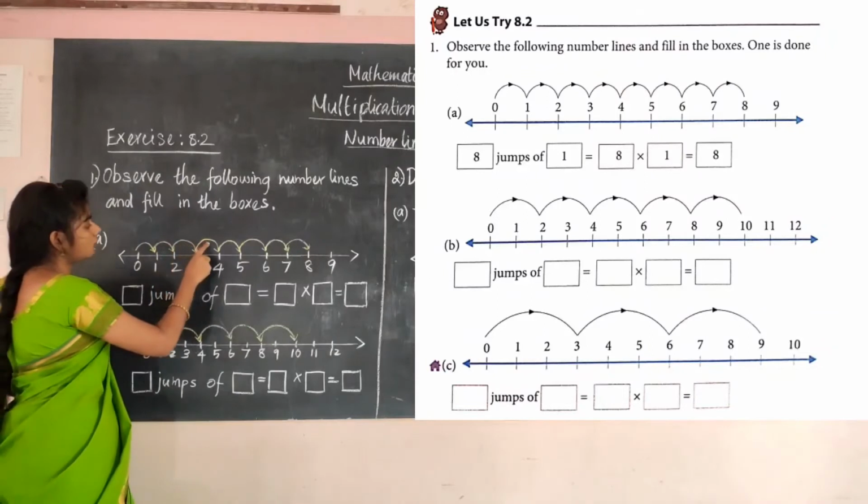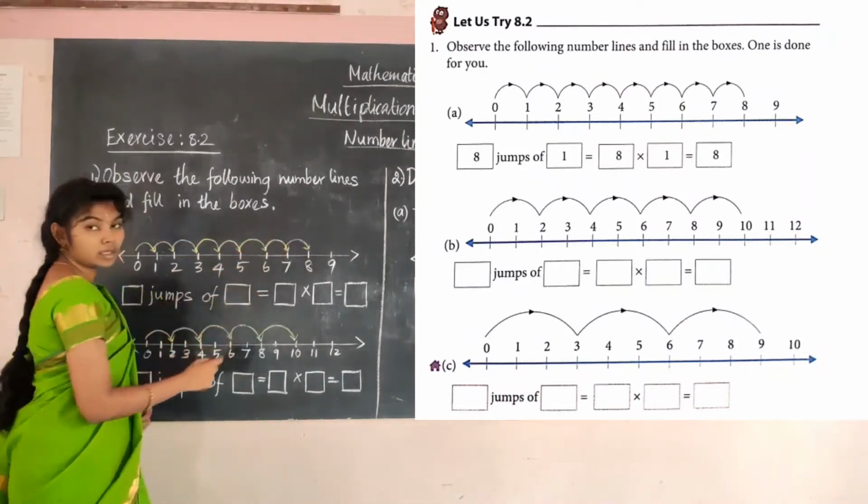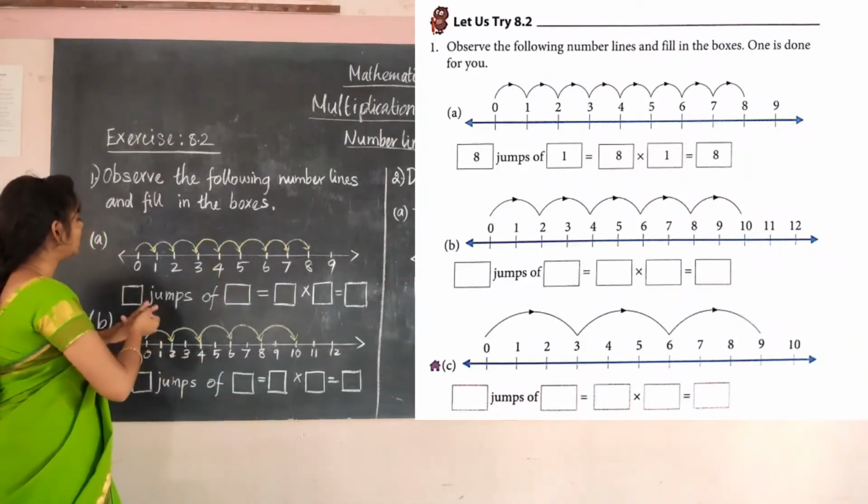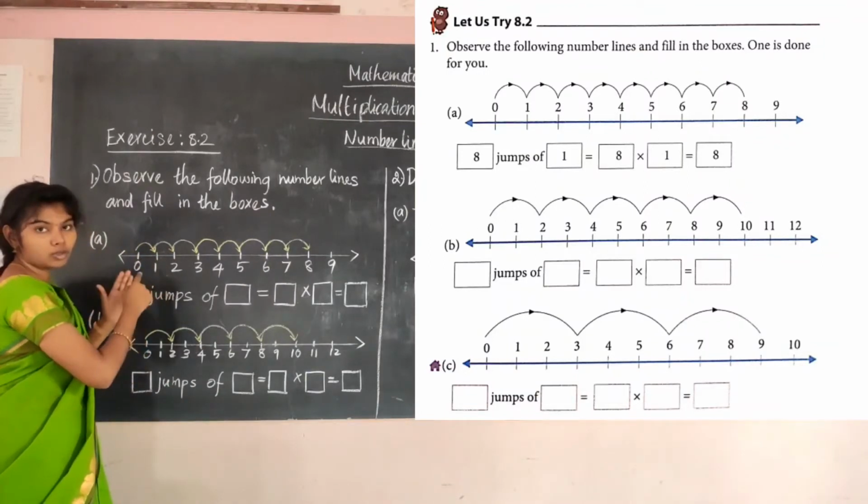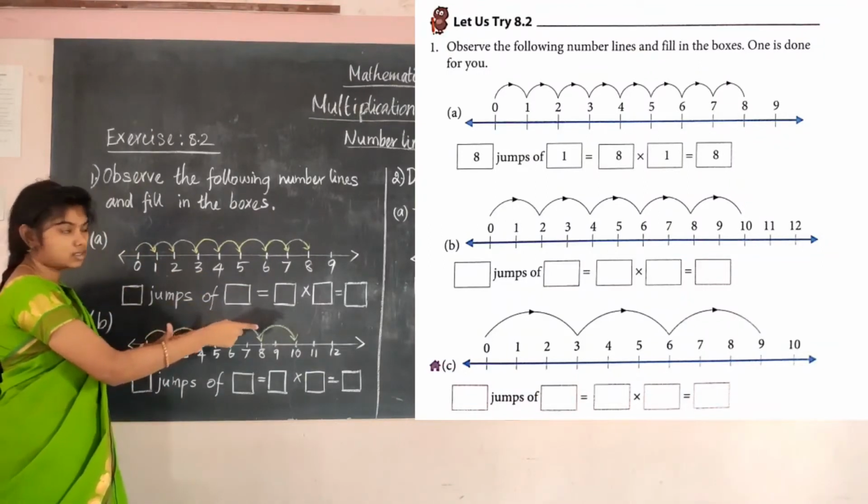1, 2, 3, 4, 5, 6, 7, 8. There are 8 jumps. And here, how has it jumped? How many counts are in between each of these jumps?